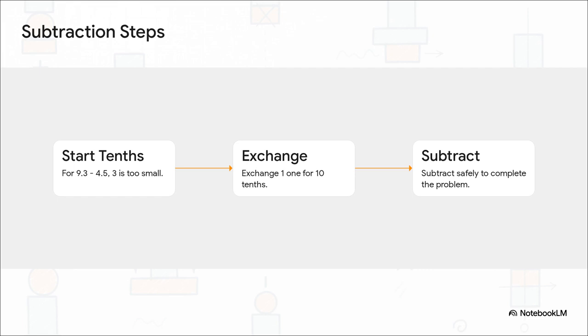So we have to exchange. We literally just look next door to the ones column, take one whole, and exchange it for 10 tenths. That instantly turns our 3 tenths into 13 tenths. Problem solved. Now, 13 minus 5 is 8, and you can safely just breeze through the rest of the calculation.